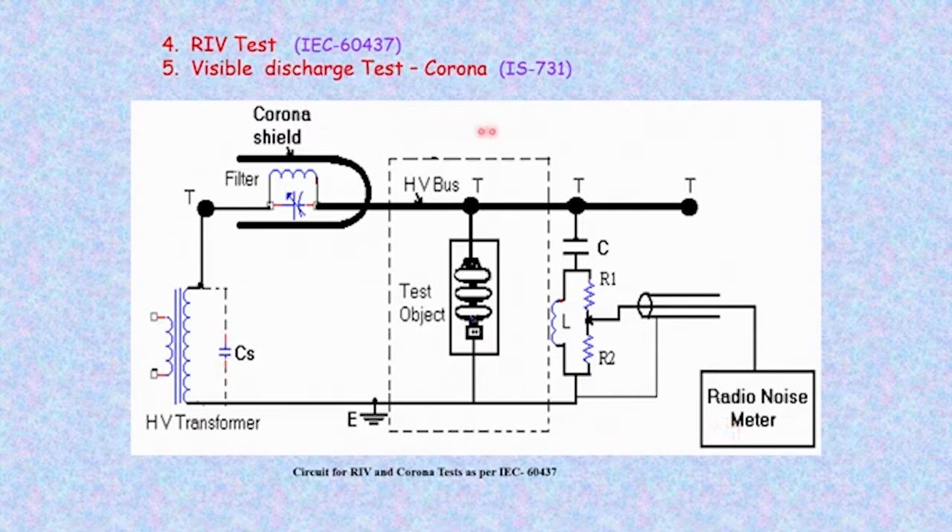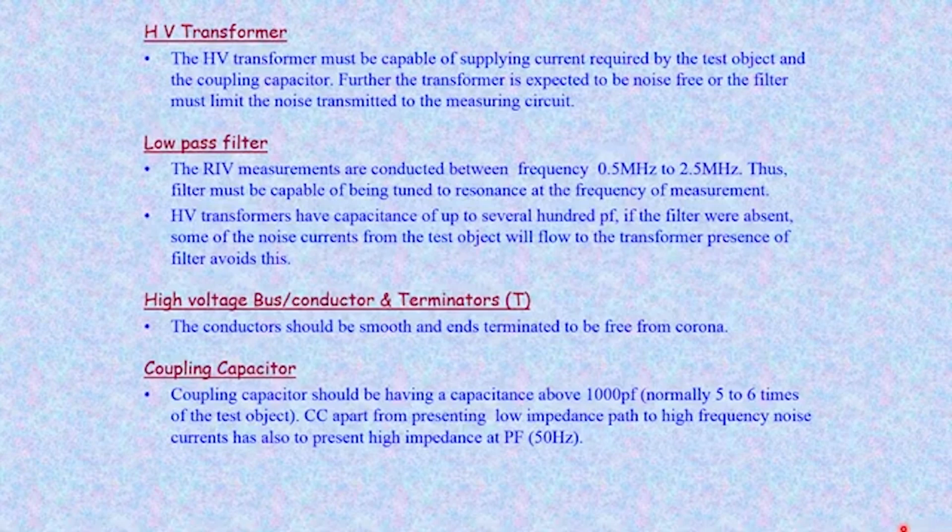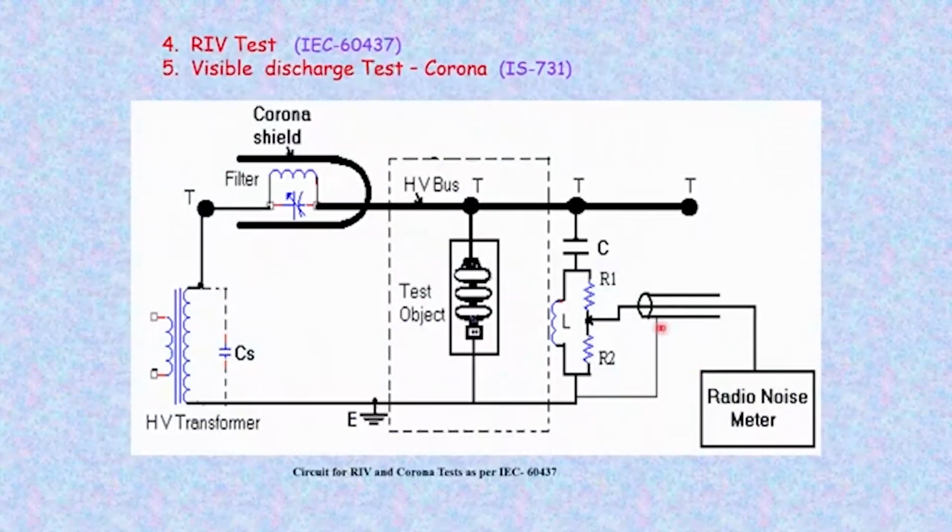So this is the basic measuring circuit for RIV, and a similar arrangement is made for corona, where the entire laboratory is made dark so that no ambient light is available. Then the voltage level is increased from a lower value to the inception of discharges on the sample, and the extinction is also noted. This is how the visible discharge test is done. So what are the important components of the circuit which we have shown here?